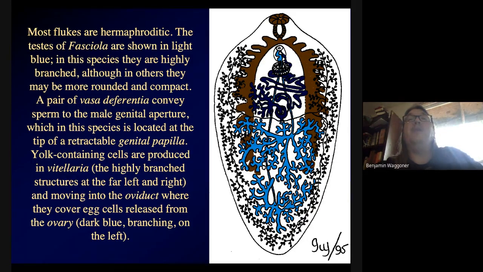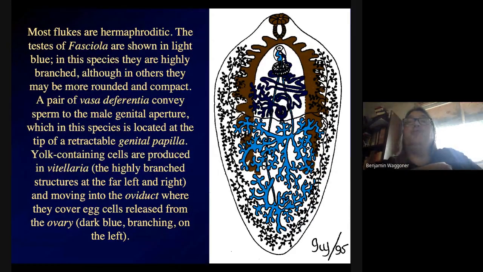The branching thing over on the left is the ovary. The ovary produces eggs and releases them into the oviduct. Within the oviduct, the eggs get plastered by yolk-containing cells that are produced in these very branchy things at the left and right called the vitellaria. So the egg gets a supply of yolk, it gets a shell put on it, and passes through that long oviduct to the outside.